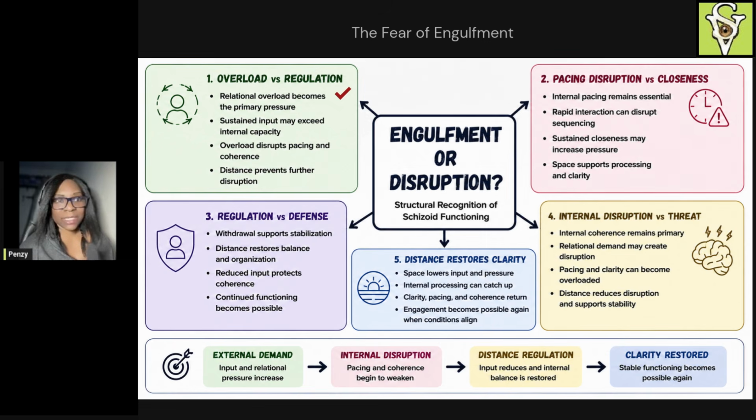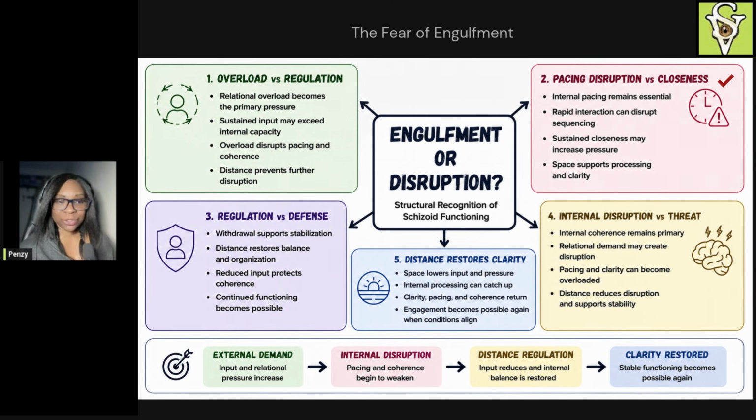And this may be experienced as trying to continue processing whilst new input continues to arrive faster than can be integrated. The pink box looks at intimacy versus pacing disruption. So internal pacing is important to stable schizoid functioning, which means that we need to do things with our own timing and we need to preserve our autonomy. So the issue with relationships is not solely about closeness. It's not about closeness alone. It's more about how much we can manage.